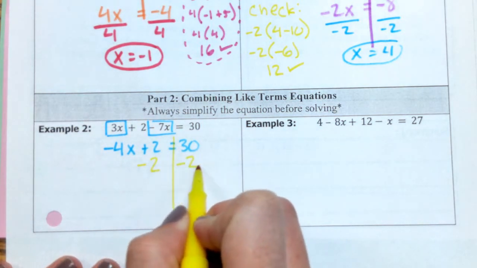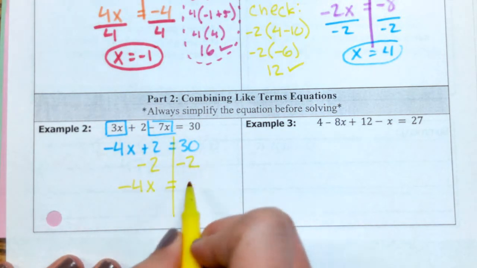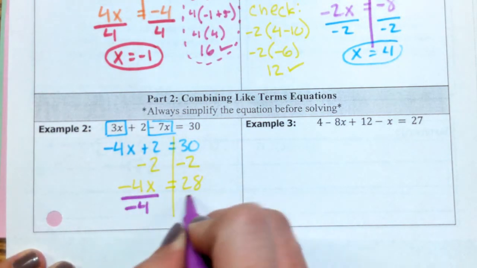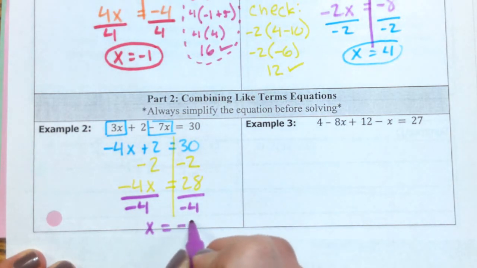Subtract 2 from both sides. Negative 4x equals 30 minus 2, which is 28. Then divide both sides by negative 4, and x equals negative 7.